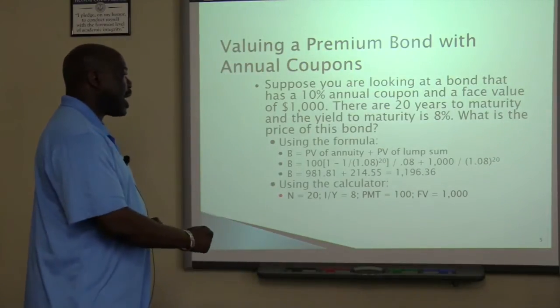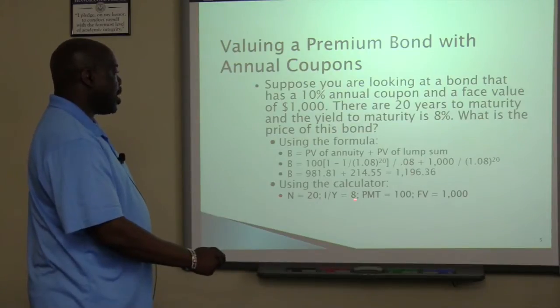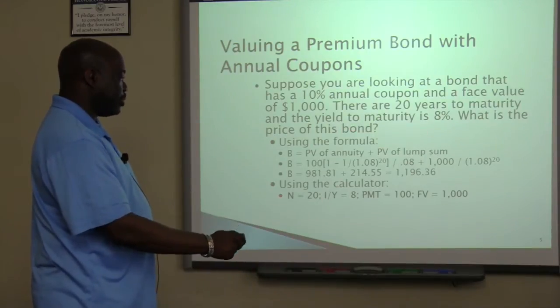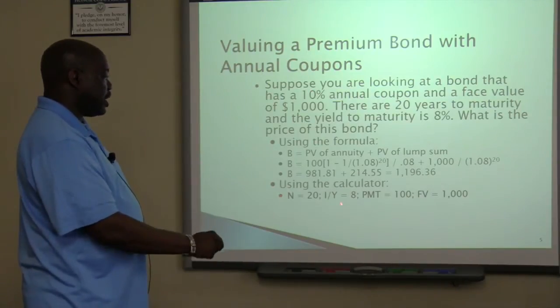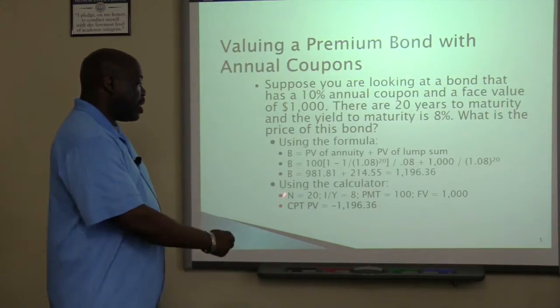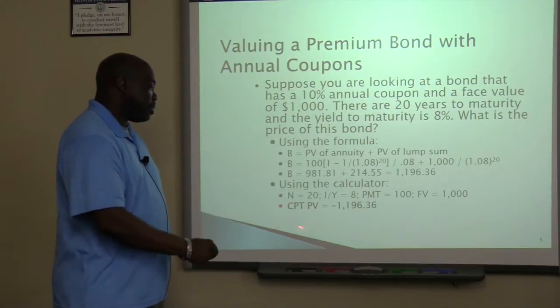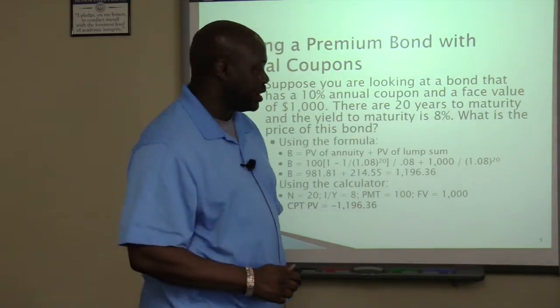Using the financial calculator, we know that N is going to be 20. Our interest rate, or I/Y, is going to be 8%, our yield to maturity. We calculate the payment by taking 10% of 1,000. Our future value is 1,000. We compute the present value. The present value, or price of the bond, is $1,196.36.